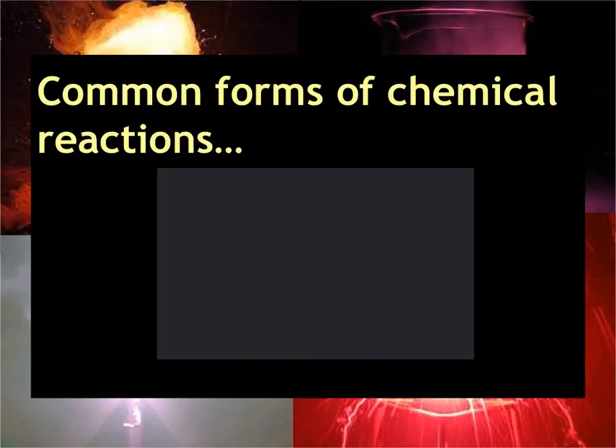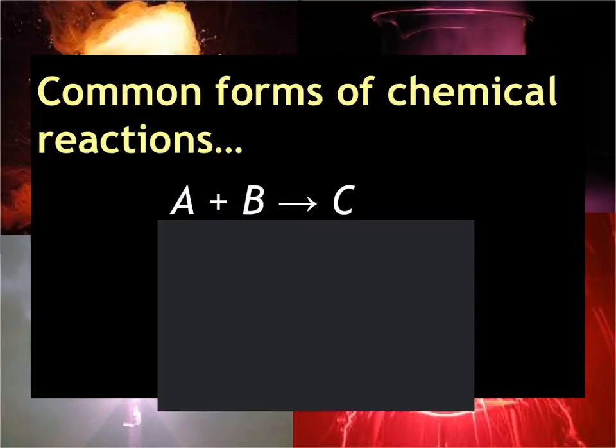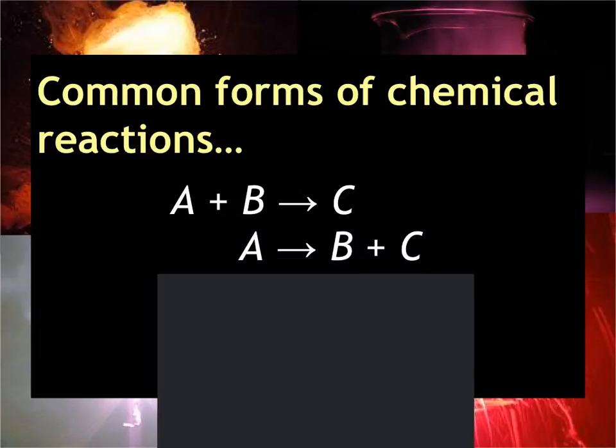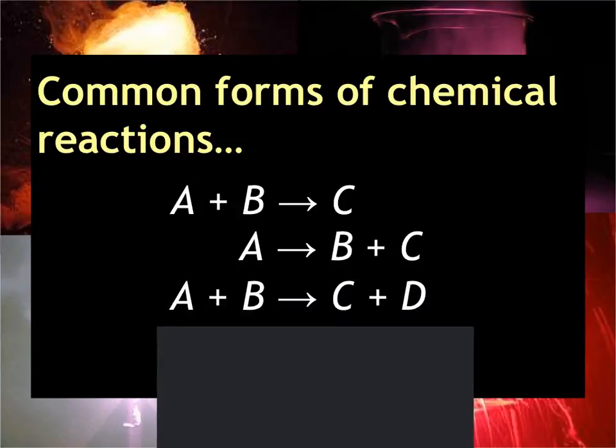So common forms of chemical reactions are: a reactant plus another reactant will give you a third product that's different. Or you could have one reactant that will actually split into two, giving you two products. The third common form is element A or compound A plus compound B will give you two different compounds, C and D. We'll take a look at these in a little bit more detail as we go through the chapter.